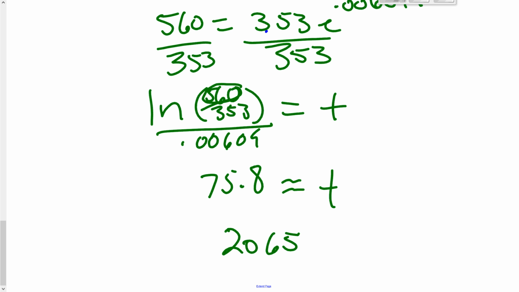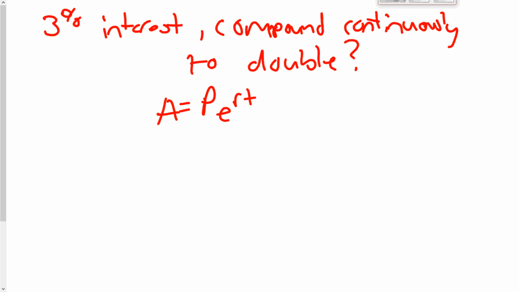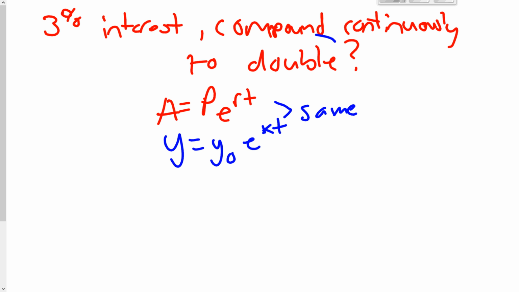exponential growth in another way with finances, and basically a PERT, but remember what I said from before, a PERT is really the same thing. So here we go, we've got 3% interest compounded continuously to double. So here's our A equals PERT, right? Same exact equation, y equals y sub 0 e raised to the kt. Same equation. These are the same. So we want to know when will it double.